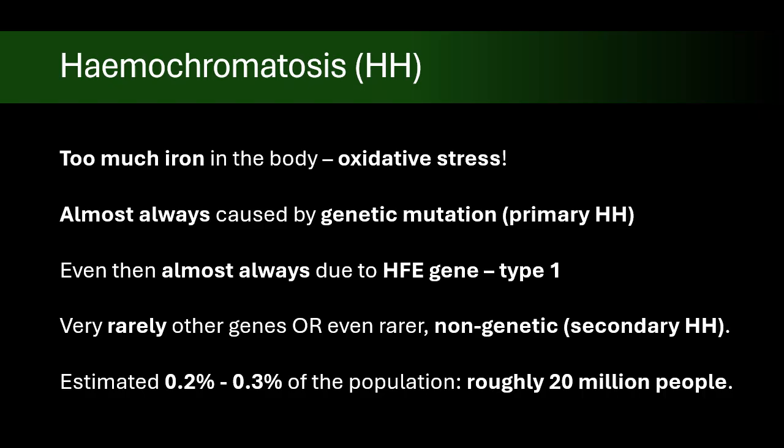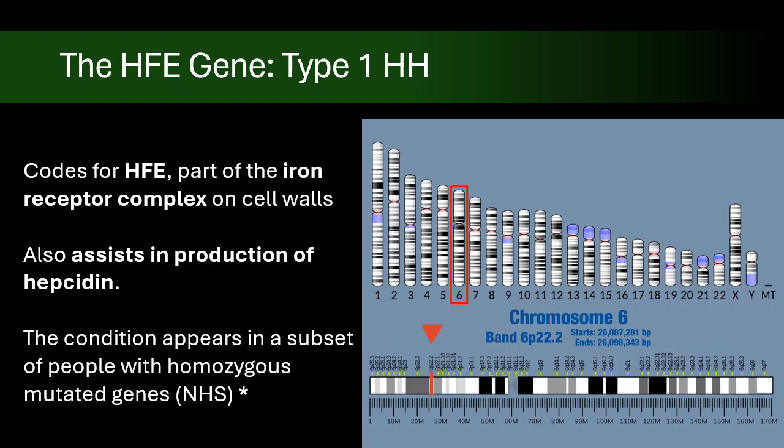So there are 4 or sometimes 5 types of primary haemochromatosis. The first one is type 1 haemochromatosis, which is the mutation in the HFE gene, or the human homeostatic iron regulator protein gene. Now, HFE forms part of the iron receptor complex on cell walls, and it also assists in producing hepcidin, that enzyme which helps to break down ferroportin.